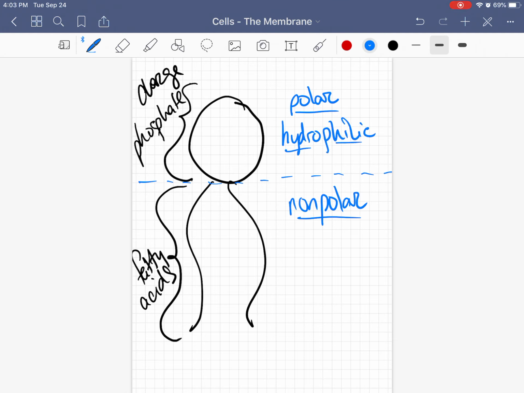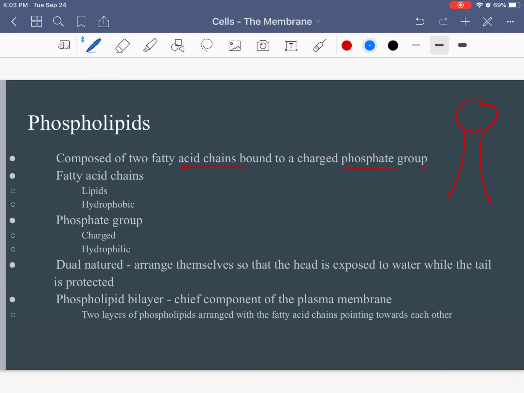All right, so water loving. The tail of the phospholipid, because it's nonpolar because it's a fat, is hydrophobic. So it does not want to be around water. So the structure of the phospholipid itself gives it a dual nature, where one part is okay with being around water and the other part is not okay with being around water. So they arrange themselves so that the head is exposed to water while the tail is protected.